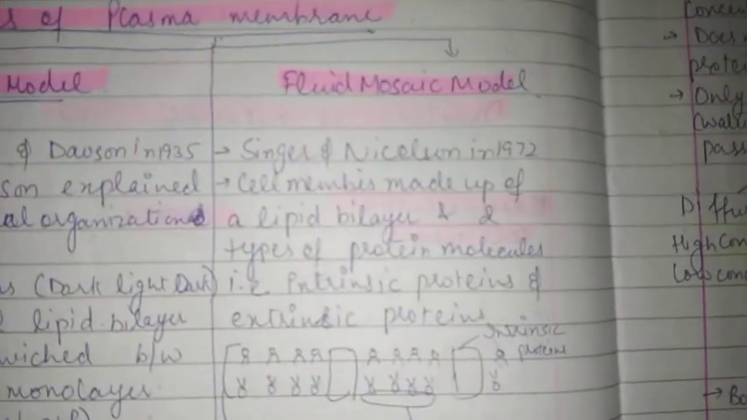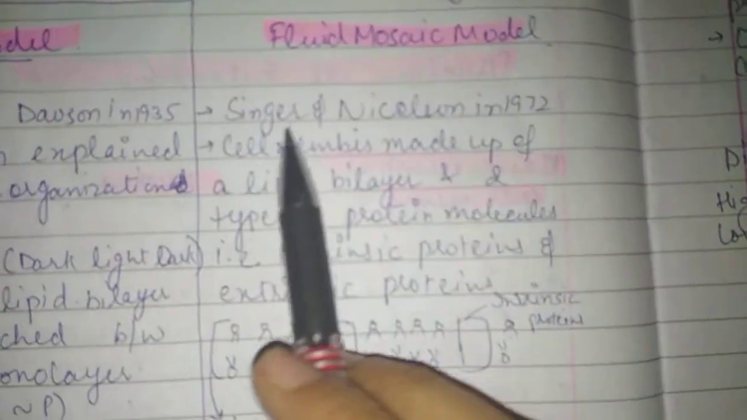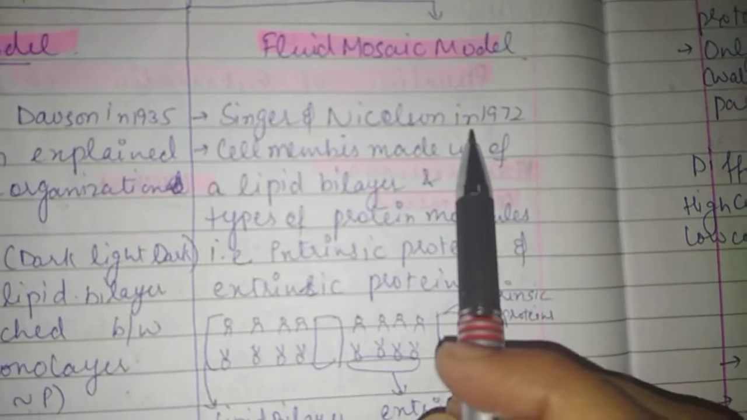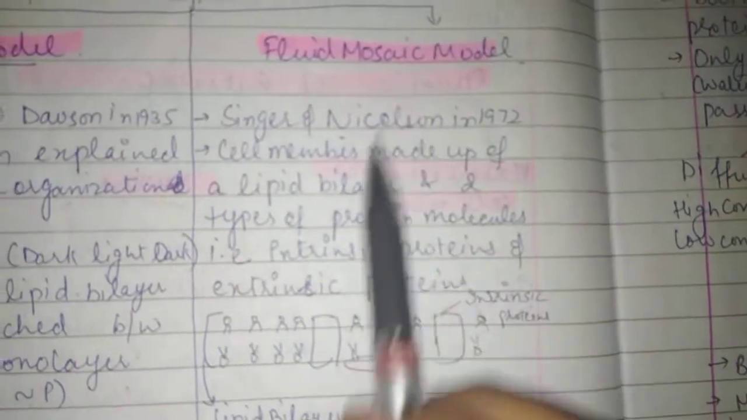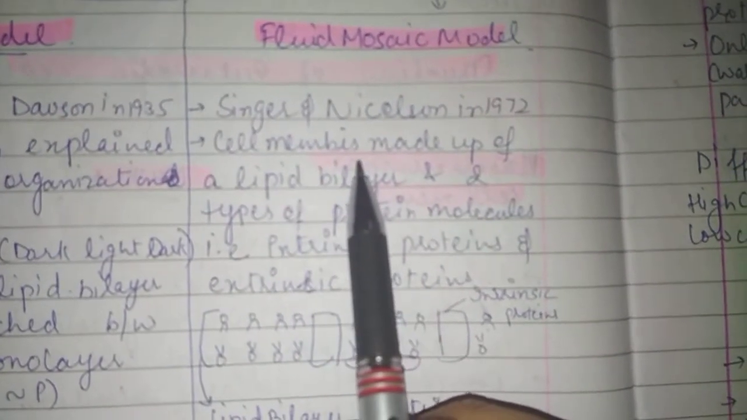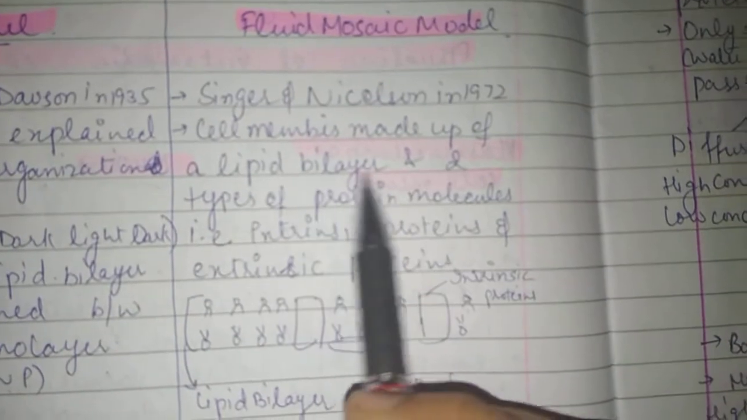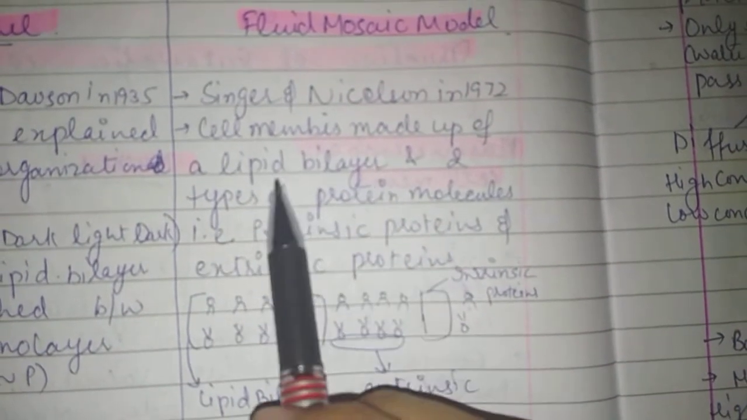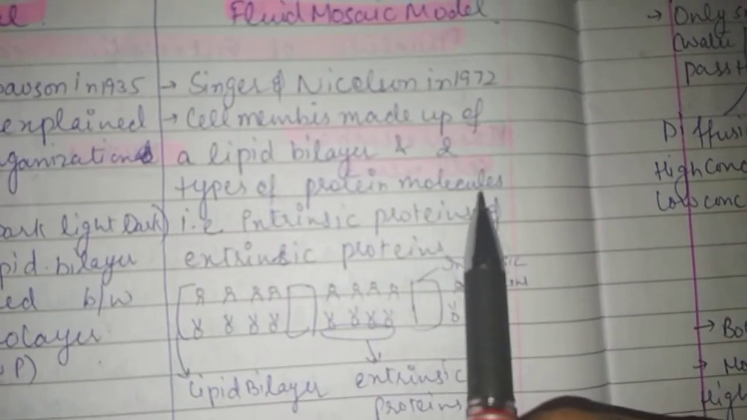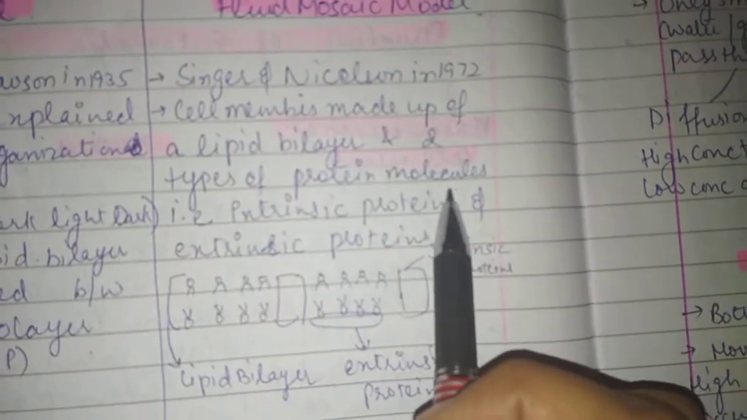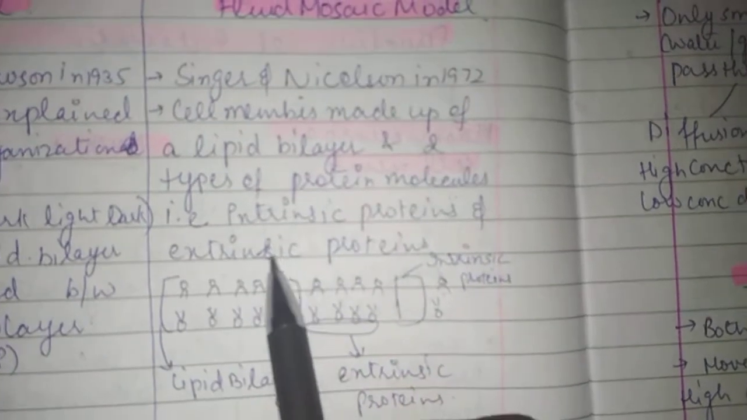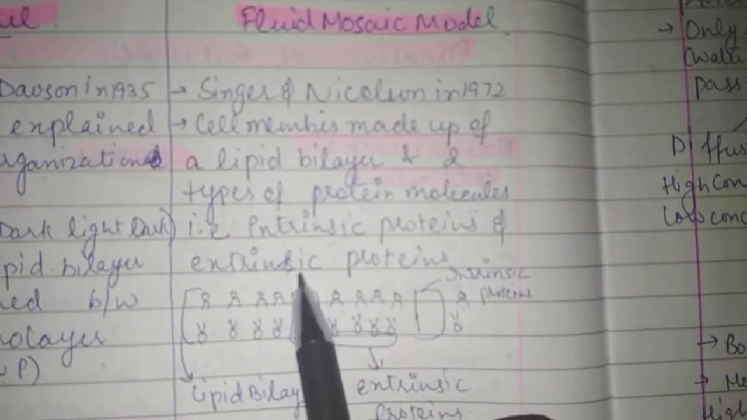Now the second one is the fluid mosaic model. Singer and Nicholson in 1972 gave this model. The cell membrane is made up of a lipid bilayer. Bilayer means lipids in two layers, and two types of protein molecules. One is the intrinsic, meaning present inside. The second one is the extrinsic, present outside.